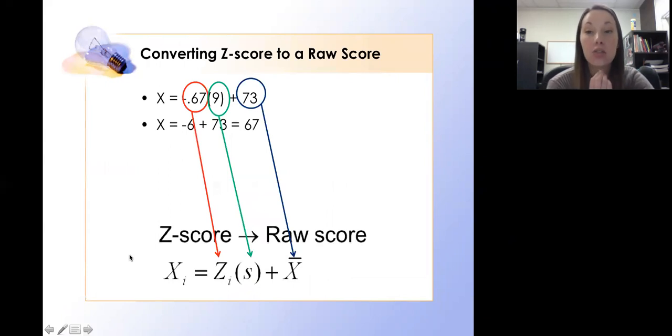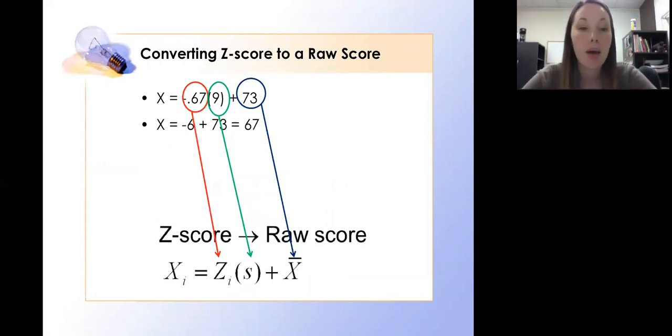We can also work the z formula backwards to find raw scores. So we can take that same formula, use algebra to move our terms around to find x rather than z. And this is how you do that using this formula here. In order to find x, we would have our z, we would multiply that by our standard deviation, and then we would add our sample mean. So for example, say we wanted to find x when we've got a z-score of negative 0.67, a standard deviation of 9, and a mean of 73, you would just plug and chug, and you would find your x doing it that way.